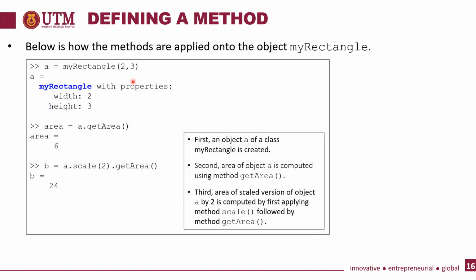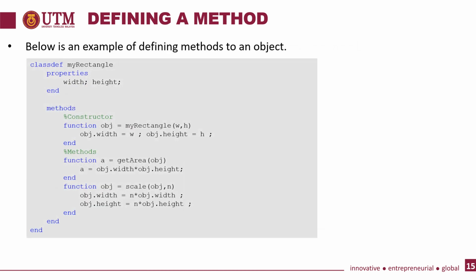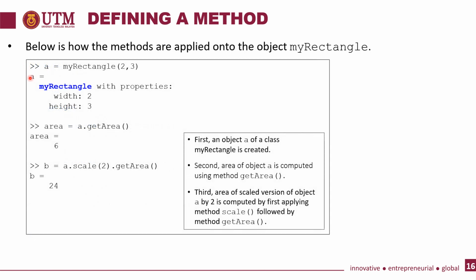Next, below is how the methods are applied onto the object myRectangle. Because you already defined a constructor with two inputs, you must initiate an object A with class myRectangle and with inputs 2, 3, because you wanted to set the width to 2 and the height to 3. Then if you wanted to get the area, you initiate the variable called area, and then use the dot operator: A, which is your object name, dot, the name of the function inside your class. Here the name of the function is getArea. In the bracket is obj, but obj is already referring to object A here, so you can just use A.getArea with an empty bracket.